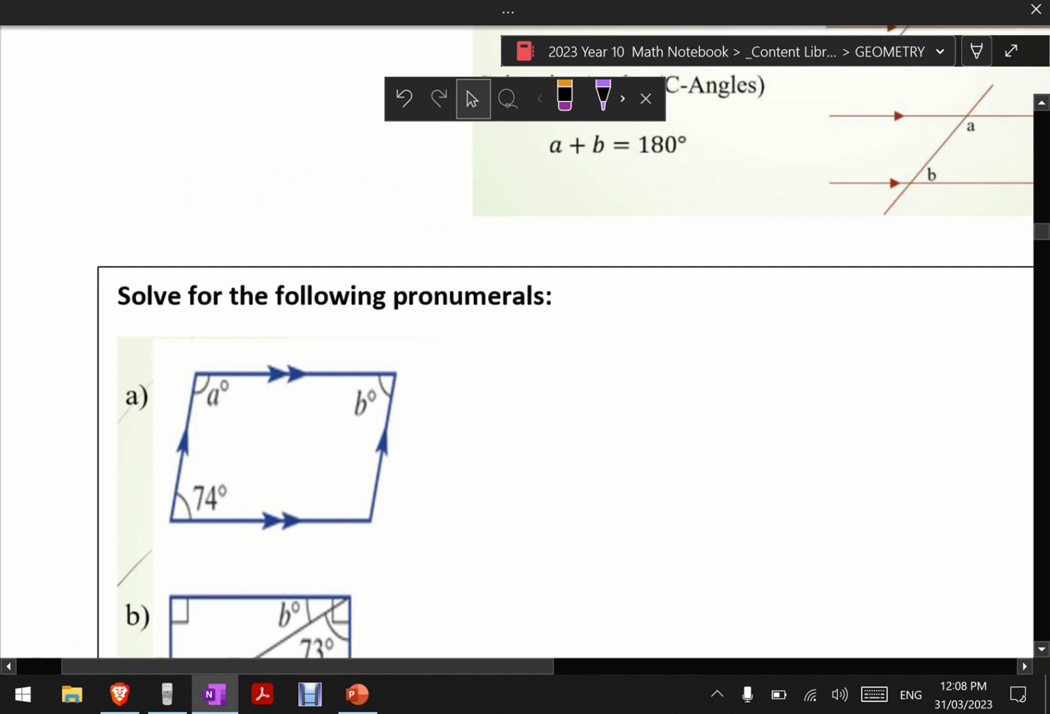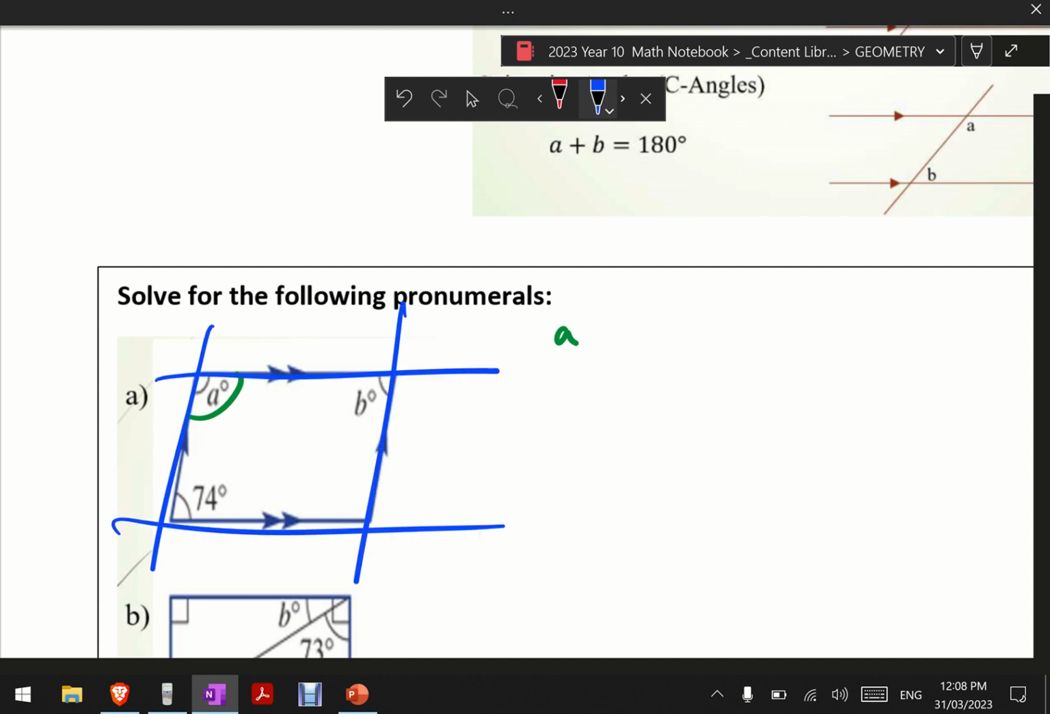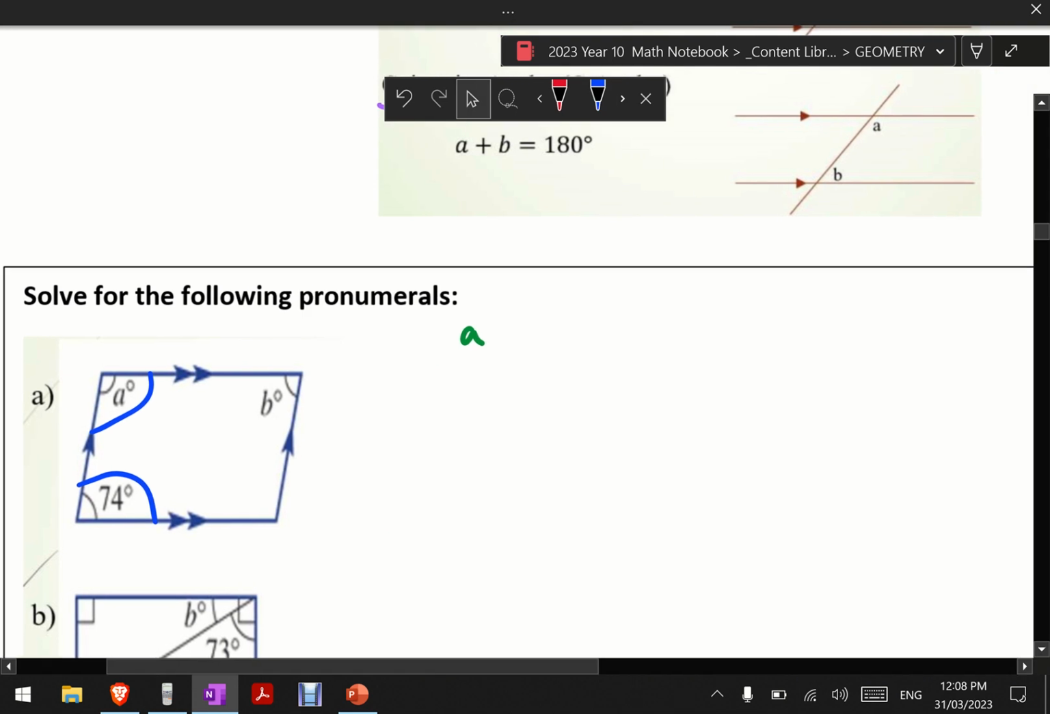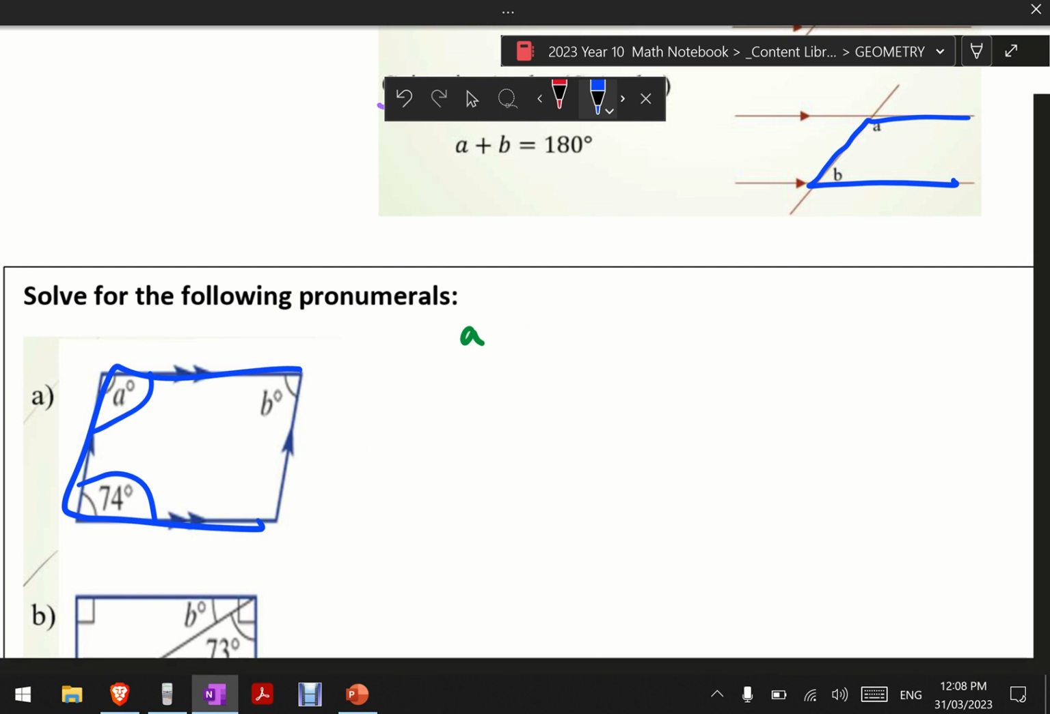Here we go. Solve for the following. Which one do you want to start with first, guys, A or B? A. Okay, let's do A. Have a look at A. You've got an angle there and an angle here. You can see that there are parallel lines over here, and there are also parallel lines there. Now, technically, if you think about it, angle A and angle 74, what should they equal? Not the same. They're actually, if you think about it, like co-interior angles. You see that? That's a co-interior. It's inside. So it equals 180.